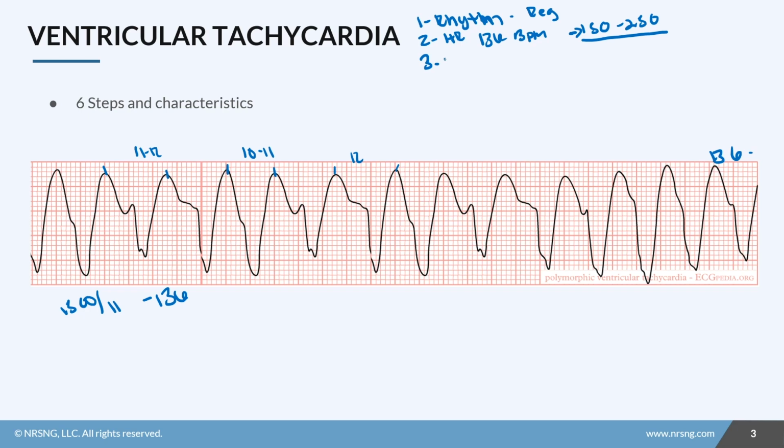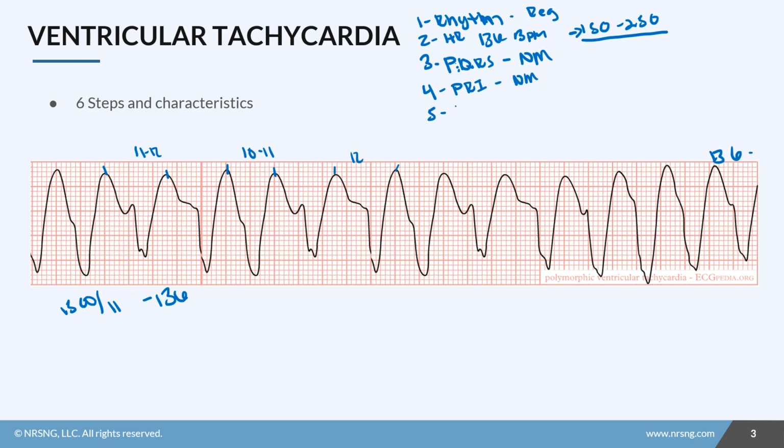In step number 3, we look at the P to QRS ratio. Do we have one P wave followed by one QRS? It is not measurable because we don't have any P waves. In step number 4, we do the PR interval, and this is also not measurable because we don't have P waves.